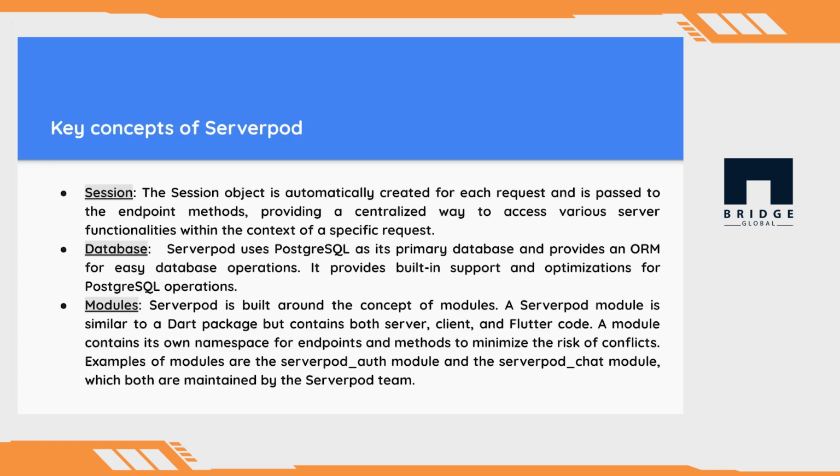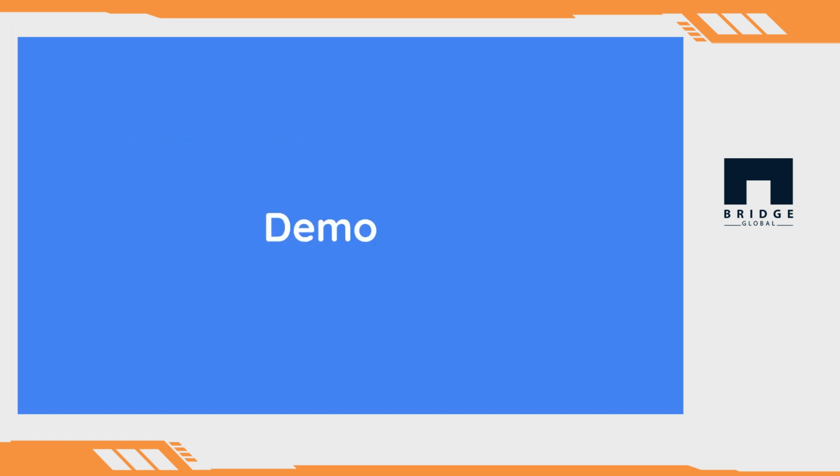Serverpod uses PostgreSQL as its primary database and provides an ORM for easy database operations. It provides built-in support and optimization for PostgreSQL operations. And Serverpod is built around the concept of modules. A Serverpod module is similar to a Dart package, but contains server, client, and Flutter code. So you can see that a Serverpod project contains three folders: a client, a server, and a Flutter code folder. A module contains its own namespace for endpoints and methods to minimize the risk of conflicts. Serverpod Auth and Serverpod Chat are examples of Serverpod modules, which are maintained by the Serverpod team itself.